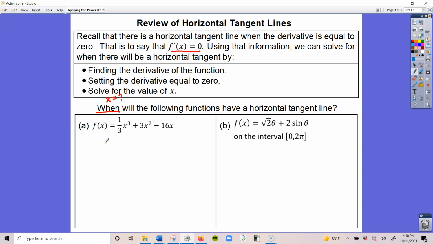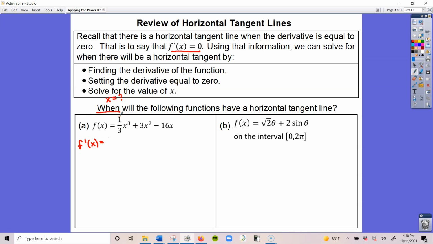So here's my function. F of x is equal to 1/3 x to the third plus 3x squared minus 16x. Luckily for us, we don't have to rewrite this function at all. It's already in polynomial type form. So we're going to find the derivative.